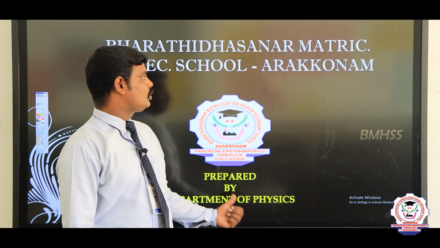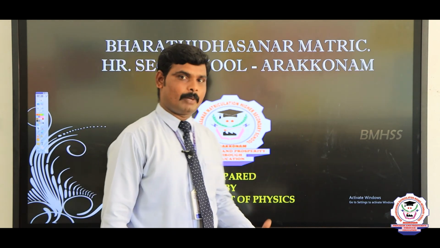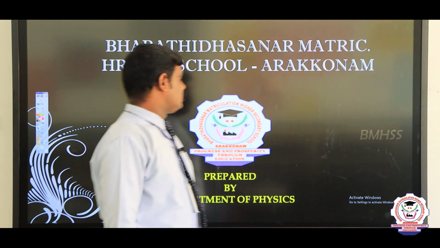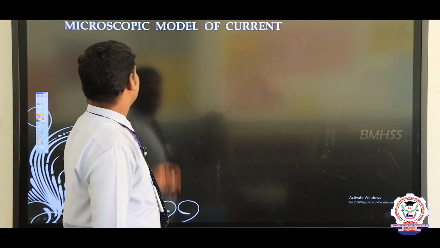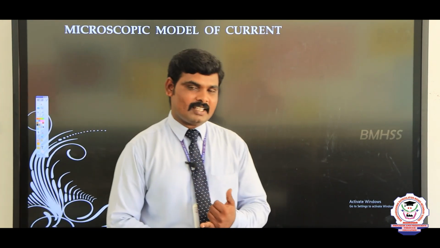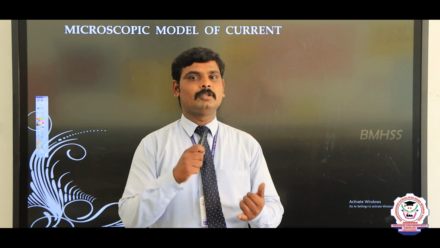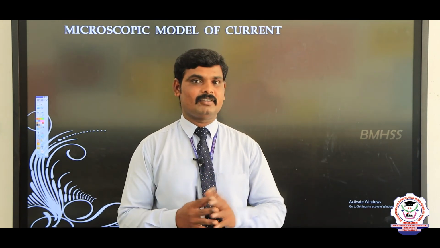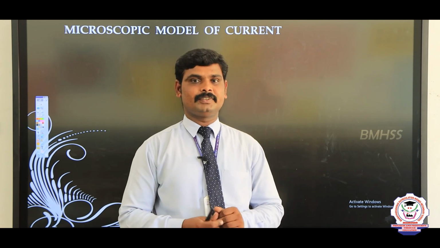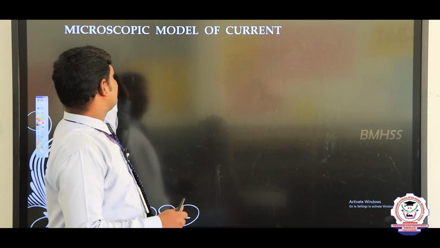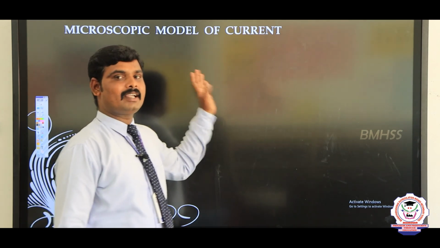Today I am going to start a new topic from 12th standard physics, second unit, current electricity. The topic is the microscopic model of current. What is the drift velocity and mobility? The basics of electric current were discussed in the previous session. Today I started the microscopic model of electric current.